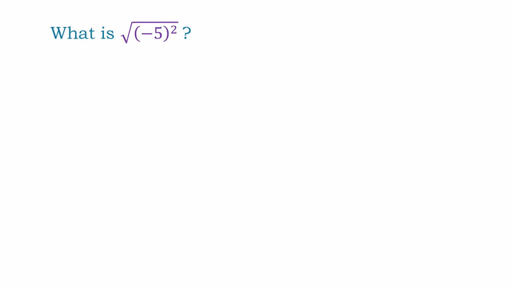Hello! To understand whether the square root of (-5)² equals 5 or -5, we need to look into how the radical symbol works when finding the square root of a number. We know that (-5)² equals 25 because -5 times -5 is 25.